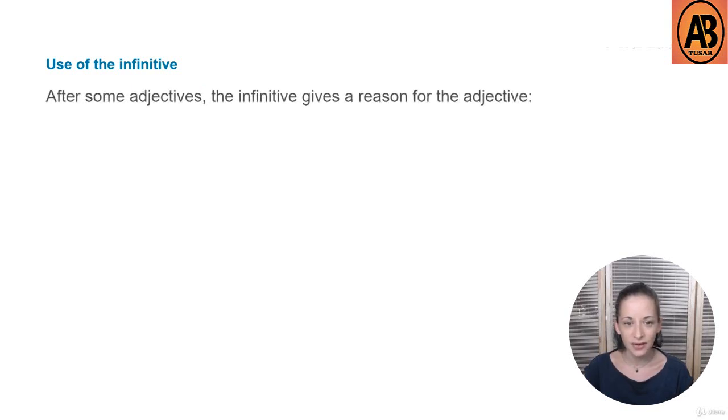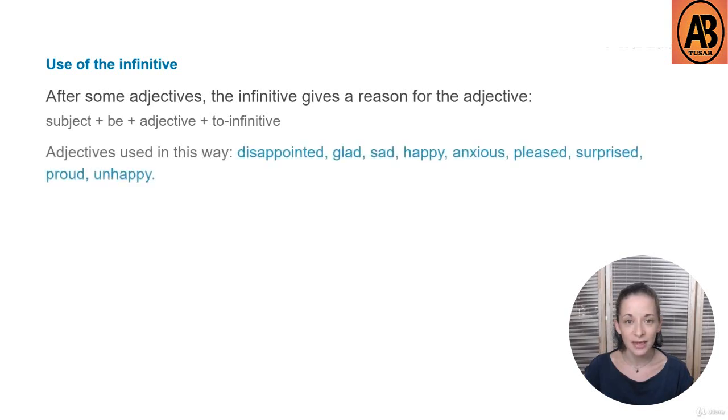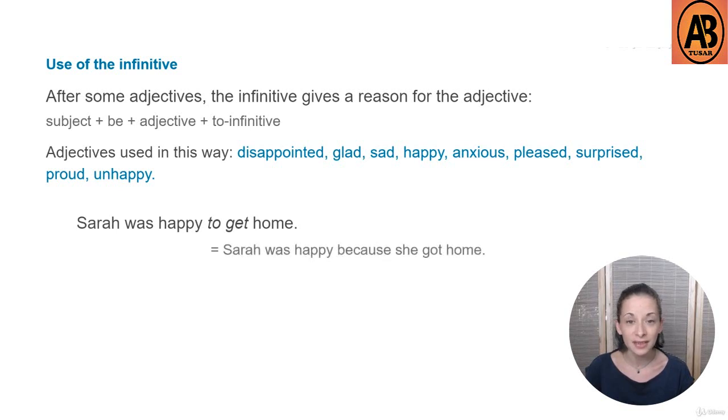When the infinitive follows some adjectives, it can give the reason for the adjective. Some adjectives that are used in this way include disappointed, glad, sad, happy, anxious, pleased, surprised, proud, and unhappy. Sarah was happy to get home. Now here the infinitive is to get, and here it's used to show that she is happy to get home.